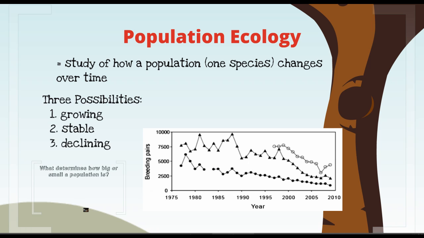And when you look at a population, there's three possibilities. Their population can be growing, they can be stable, or they can be declining. And I wanted to show you this particular graph because this is what real biological data looks like. We don't get perfect straight lines, but I think you could agree that most of these populations overall would be considered to be declining.